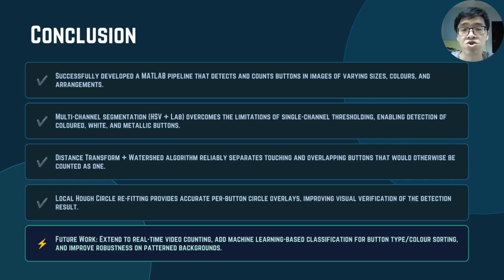In conclusion, the project successfully developed an image processing pipeline for automatic button detection and counting. The combination of HSV and LAB color segmentation helped overcome the limitations of single-channel thresholding and enabled detection of buttons with different colors and appearance. Furthermore, the distance transform and watershed algorithm effectively separated touching and overlapping buttons, while circle refitting improved the accuracy and visual verification of the detected objects. Overall, the system achieved its objective of accurately detecting and counting buttons from images.